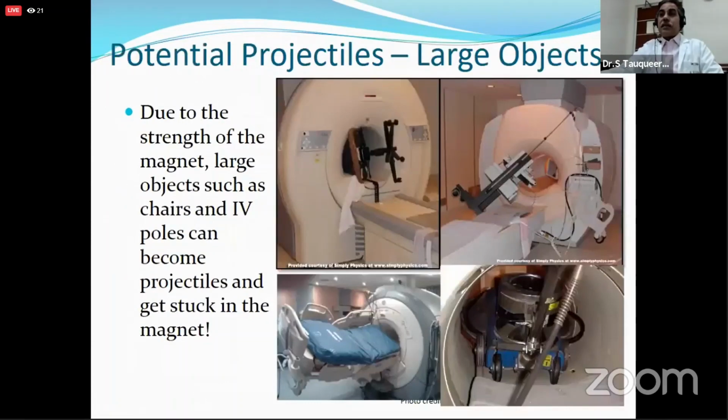These are potential projectiles, accidents which can happen if we are not taking the safety measures. Things like intravenous catheter trolleys, beds, chairs, and wheelchairs can all be pulled in as projectiles. And when patients are sitting there, the patient can also be pulled, which sometimes has very disastrous and hazardous complications.